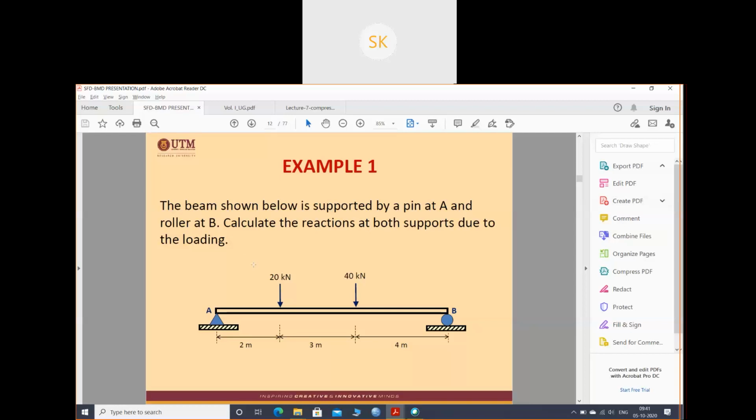Can you find the support reactions? We have done this in the method of joints, right? Can you find the support reactions of this beam? Please respond in the chat box. Can you find the support reactions in this beam? Yes, find out and tell me. Just try and tell me. It will take you 2 minutes.